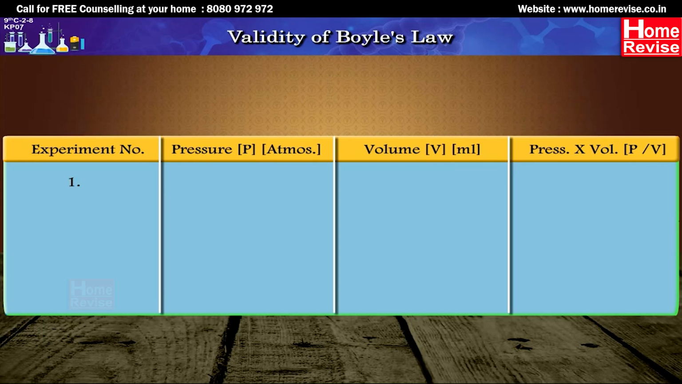Experiment 1: P is 1, V is 1000, P into V is 1000. Experiment 2: P is 2, V is 500, P into V is 1000. Experiment 3: P is 4 atmospheres, V is 250 milliliters, P into V is equal to 1000.